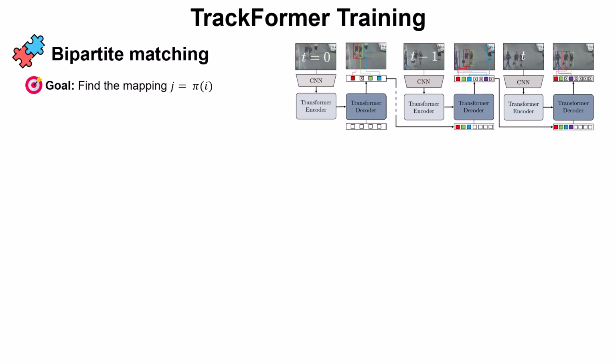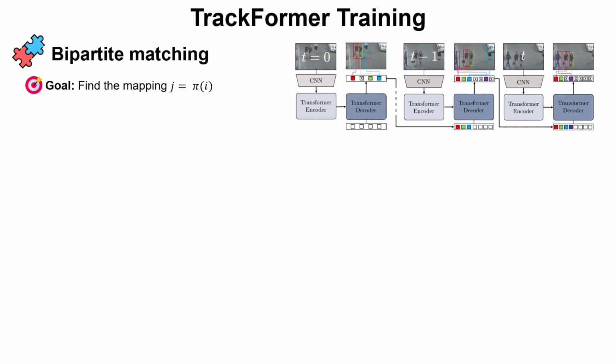The goal is to find a mapping that maps a ground truth I to a prediction J, and let's call this map pi. So why do we have this mapping? Because we might have an object that is the first object in the ground truth, but that particular object might be the third object in our prediction. So we should have a mapping that maps the first object in ground truth, which is I equals 1, to a prediction J equals 3.